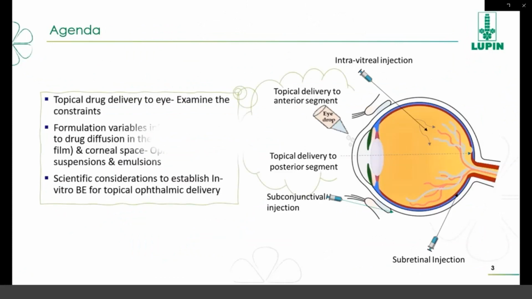The learning objectives here would be to examine the anatomical and physiological barriers that exist to topical drug delivery to the eye, some of the formulation variables that influence the barriers to drug diffusion in the precorneal and the corneal space, especially in the context of ophthalmic suspensions and emulsion, and the scientific considerations that are required to be considered while establishing in vitro BE for such topical formulations.